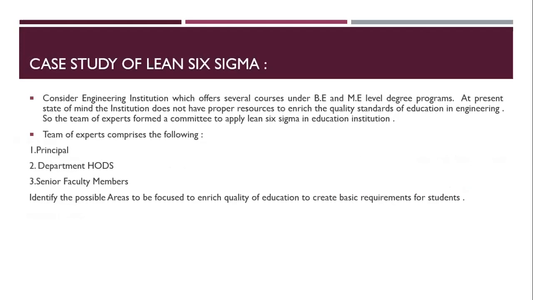So these are the 5 basic general principles of Lean Six Sigma. Now we will see how we can apply the Lean Six Sigma concept in technical higher learning engineering education system. So let us have a small case study.